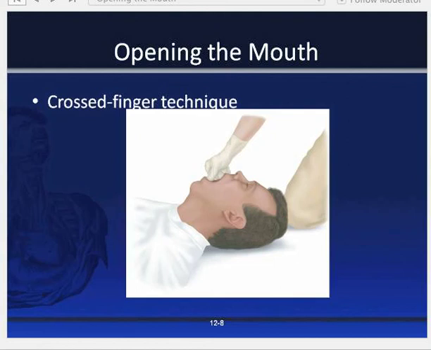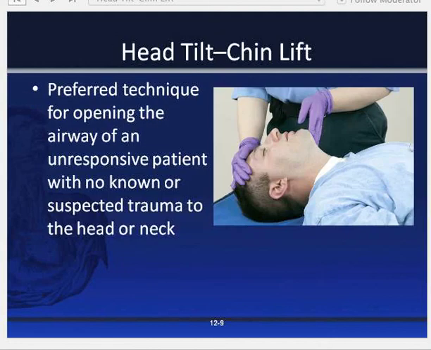Personally, I will say this, and most of your instructors here will say the same thing, I will never ever stick my fingers in a patient's mouth. This is because of patients' reflexes and the strength of the jaw, they could have the ability to bite your fingers and cause a complete amputation of your fingers.